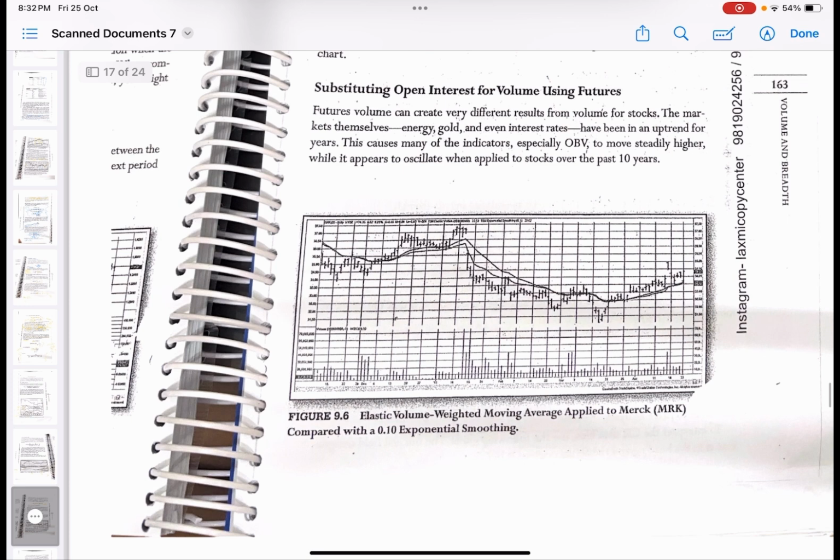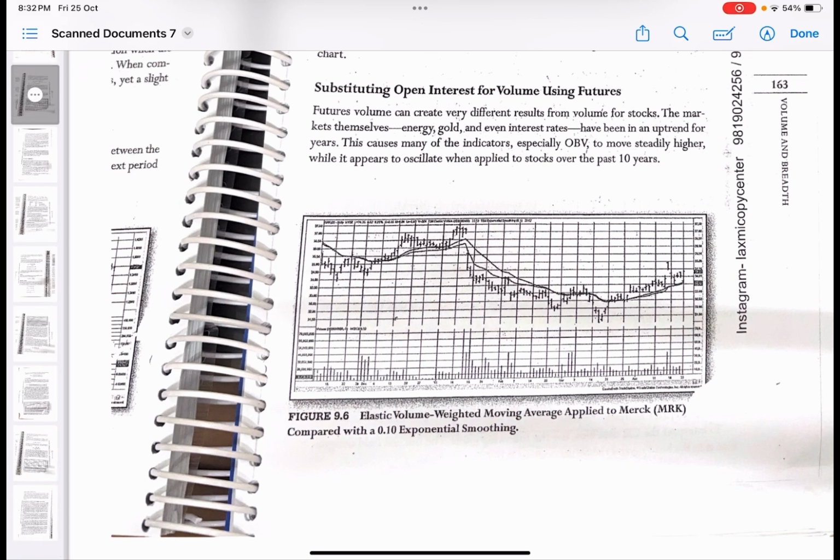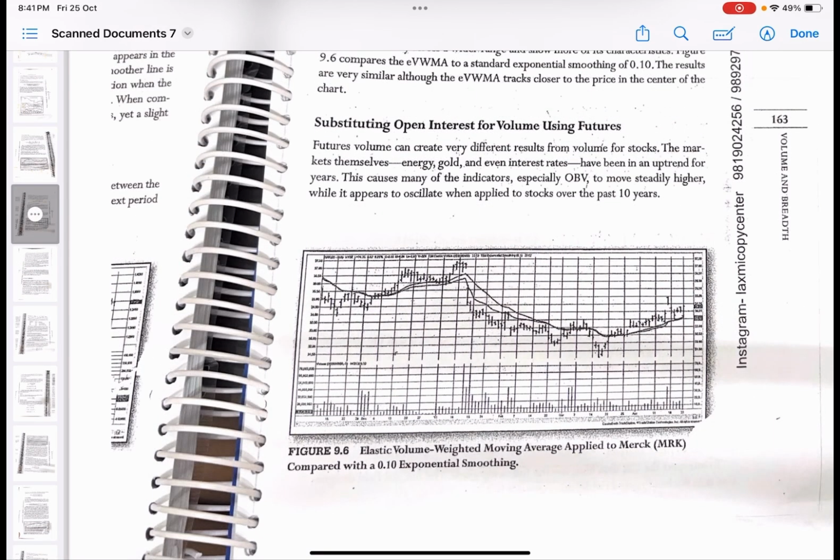Okay, let's move on. Now we come to substituting open interest for volume using futures. If you are aware of trading in the derivatives market, let's just talk about futures, and we'll talk about options in a bit. If you're trading futures, then you know there's nothing called volume over here. Here we are going to look at open interest. Whenever we refer to open interest in the futures market, just keep in mind that we are kind of referring to the volume in the futures market, because if you think about it, it is just the shares or the trades which are outstanding right now.